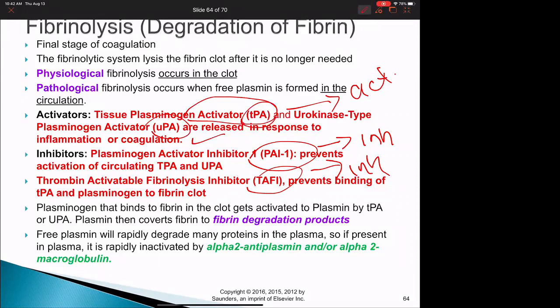So plasminogen that binds to fibrin in the clots gets activated to plasmin by TPA or UPA. Plasmin then converts fibrin to fibrin degradation products. Free plasmin will rapidly degrade many proteins in the plasma. So if free plasmin is present in the plasma, it is rapidly inactivated by alpha-2 antiplasmin and or by alpha-2 microglobulin, okay? So these may also be called inhibitors, alpha-2 antiplasmin and or alpha-2 microglobulin.